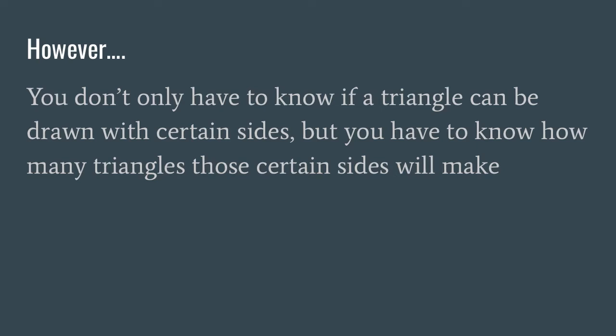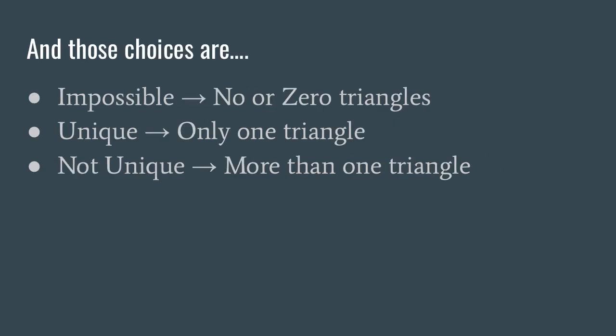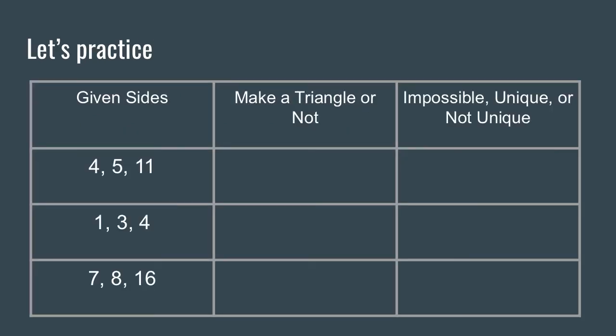Okay. However, you don't only have to know if a triangle can be drawn with certain sides, but you have to know how many triangles those certain sides will make. So when we think about this, we have three choices. Either it's impossible, which means that no or zero triangles can be drawn. It's unique, which means only one triangle can be drawn. Or it's not unique, where more than one triangle can be drawn with those conditions. So let's practice some of these.